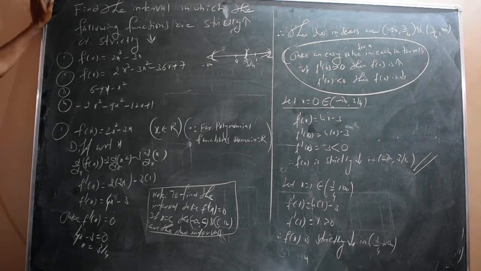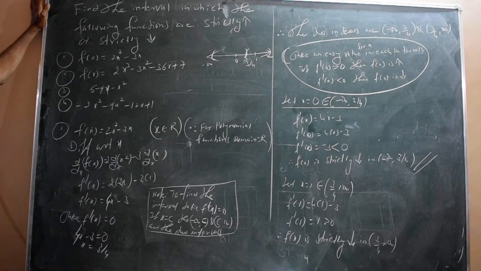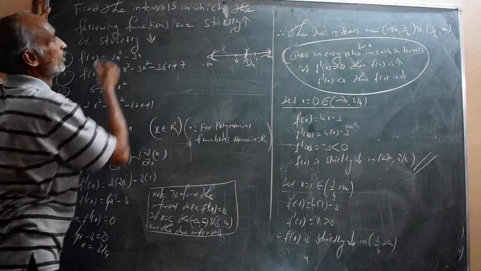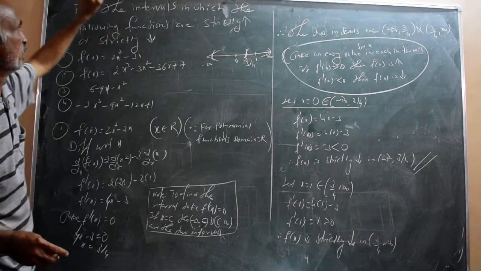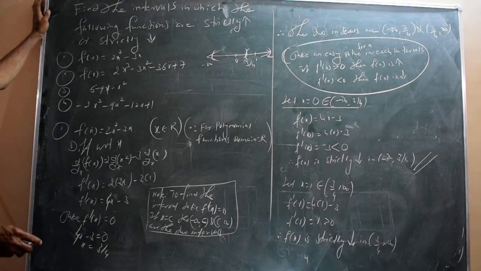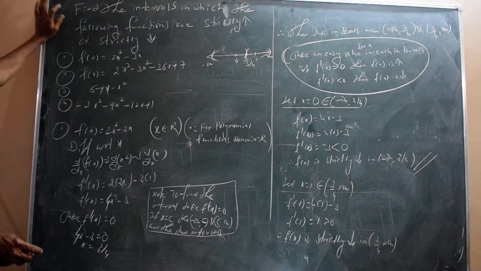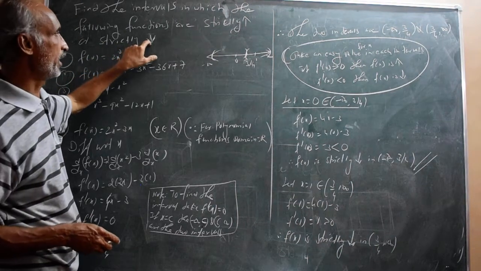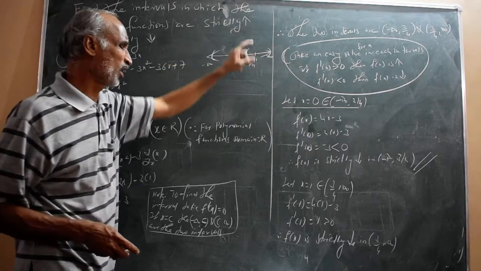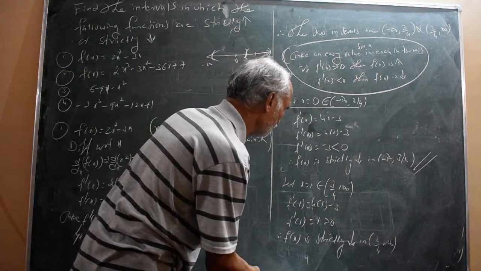Yesterday's problem was incomplete. Today I will complete it. Find the intervals in which the following functions are strictly increasing or strictly decreasing. Downward arrow means decreasing, upward arrow means increasing. Okay.